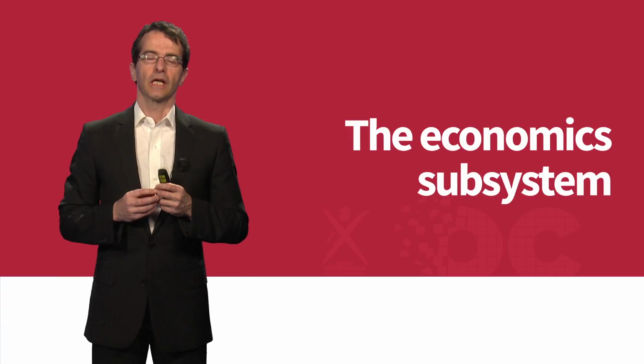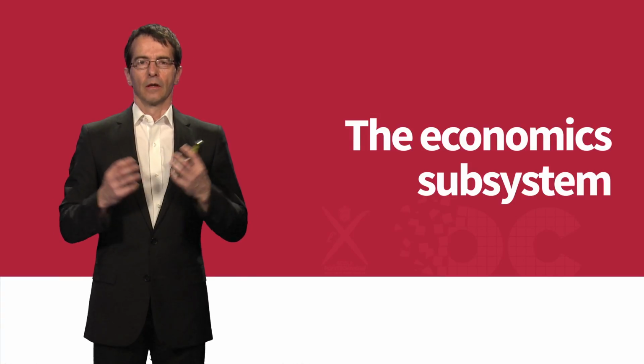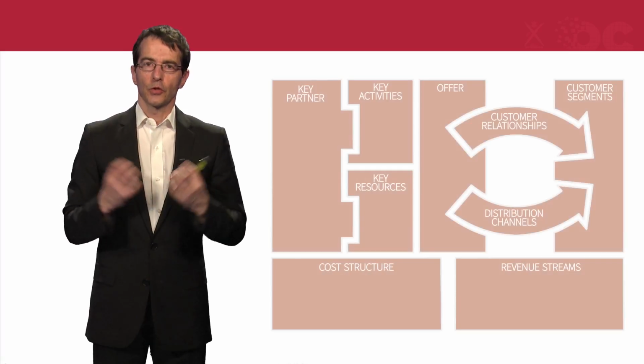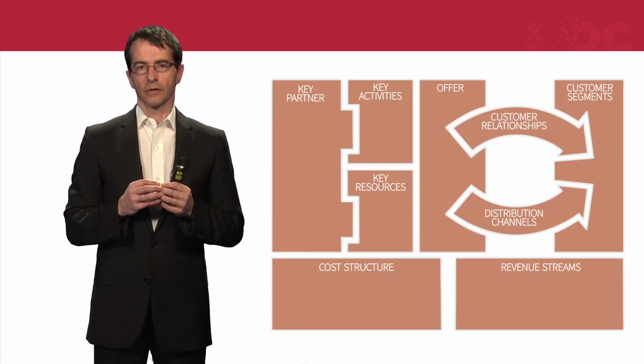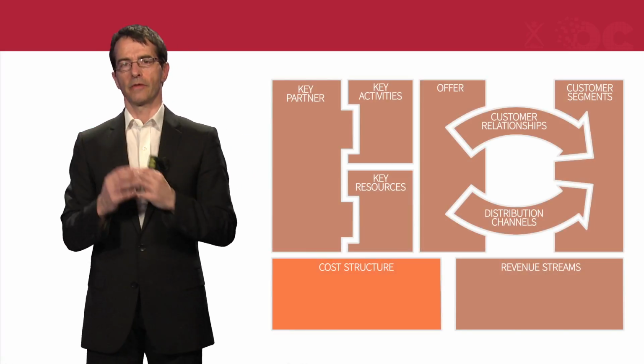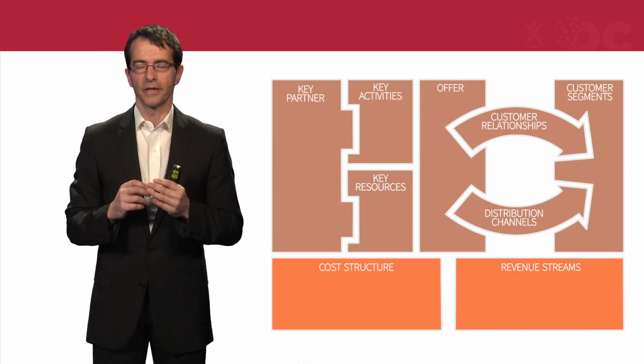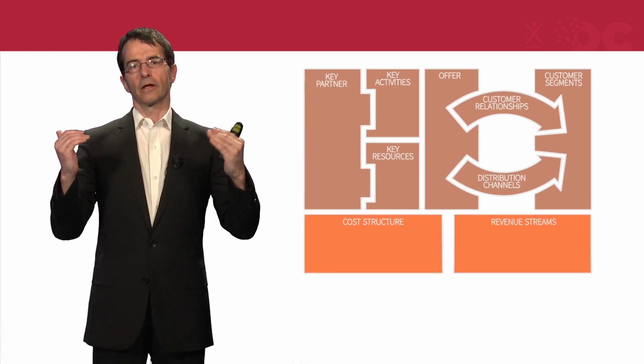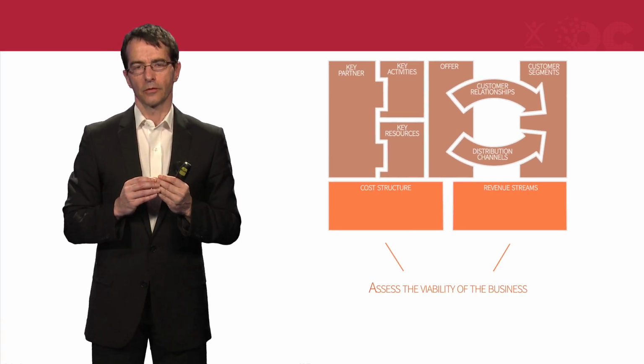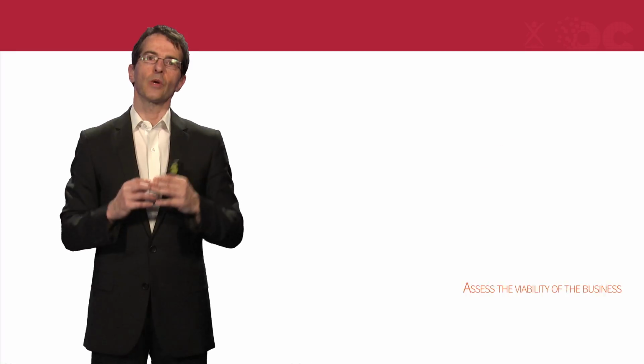Third subsystem, the economics. The economics is comprised of two business model blocks, the cost structure and the revenue engine. At a first level, and we already discussed that in the former period, you put that together to assess the viability of your business. But there is another way to look at it.